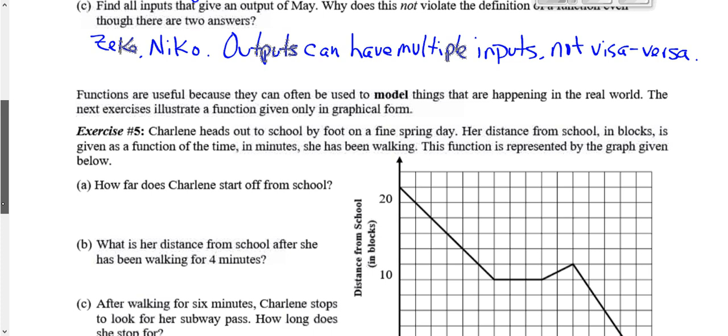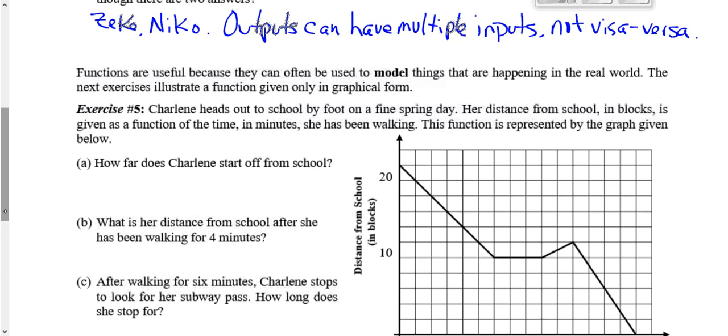We got that. Now let's move to exercise 5. Charlene heads out to school on foot on a fine spring. Why do they have to put that in there? Why can't it be a crappy or just a spring day or just one day? Does it matter? I think they're trying to get you interested. Does that make you interested more? No, but they're trying to throw us off. You know what it's called? It's called fluff.